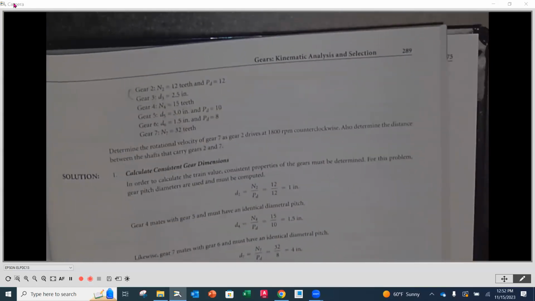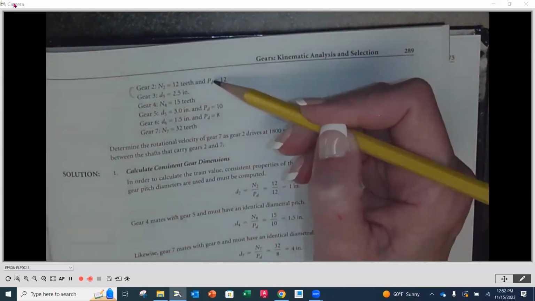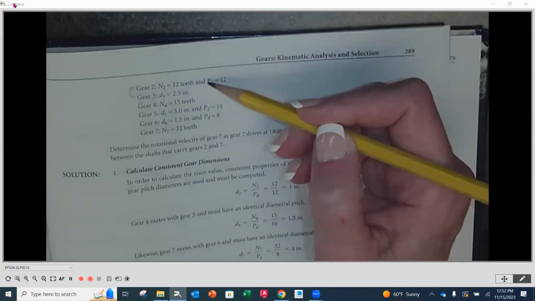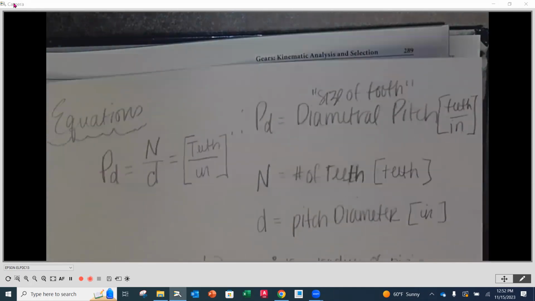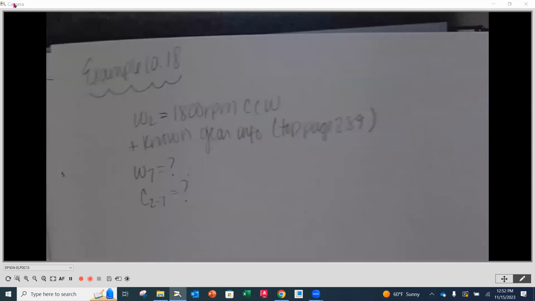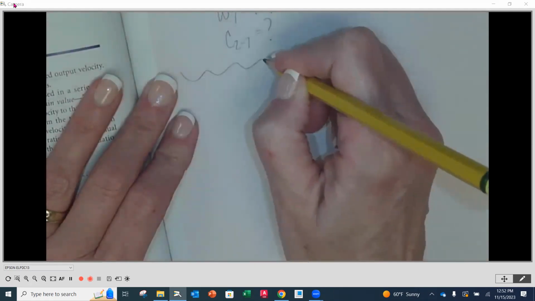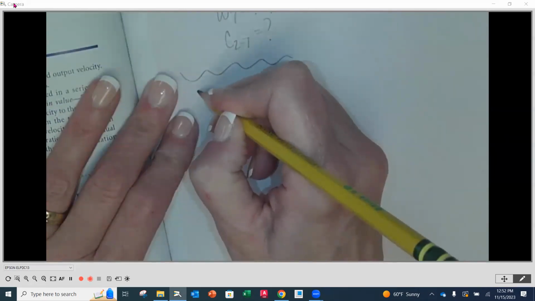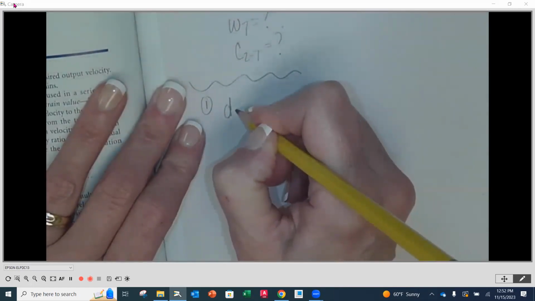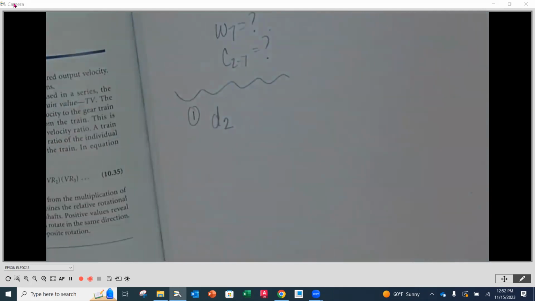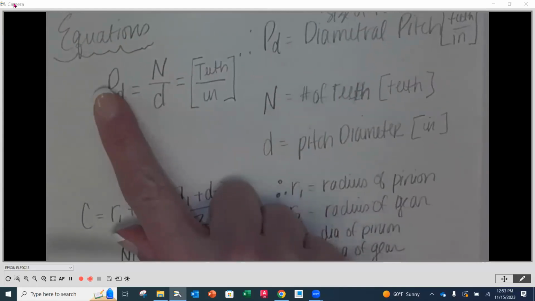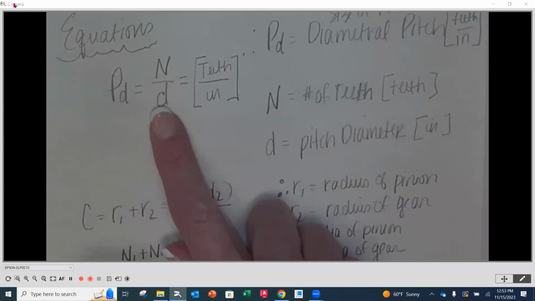So with that in mind, we're going to figure out what is the pitch diameter, small d, for gear number 2. Now to get that, here's my equation. So for my first set of gears, step number 1 is going to be determining the pitch diameter of gear number 2. So I need to rearrange this equation. That means that I'm going to multiply my pitch diameter up and my diametral pitch is going to come underneath, right?